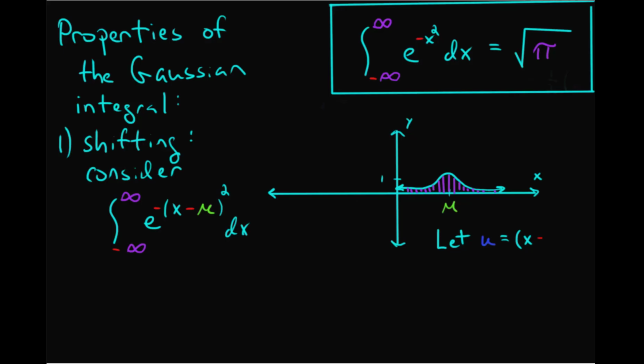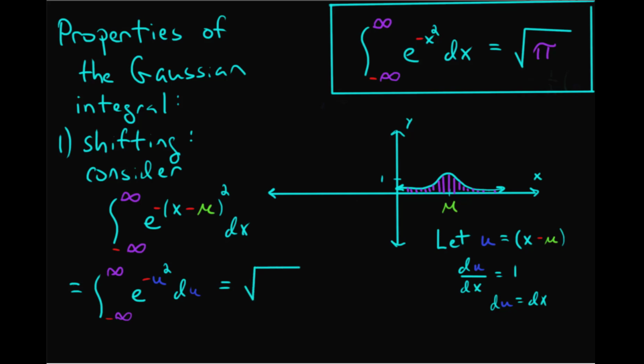So du dx equals 1, and du equals dx. And then we have that the integrand is just e to the negative u squared du. And of course this integral again is just the Gaussian integral, writing u in place of x, and so its value equals the square root of pi. So shifting the Gaussian integral by any amount isn't going to change the ultimate result, which is that the integral from negative infinity to positive infinity of that shifted Gaussian still is going to equal the square root of pi.